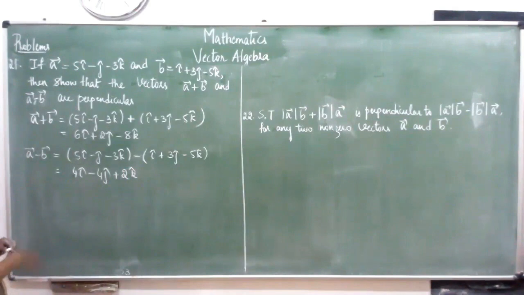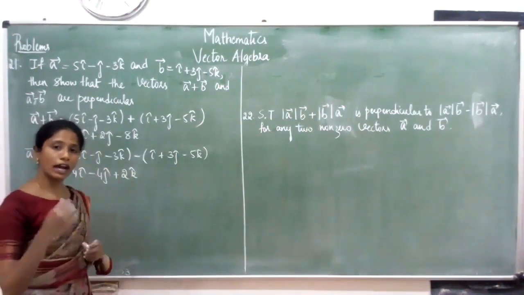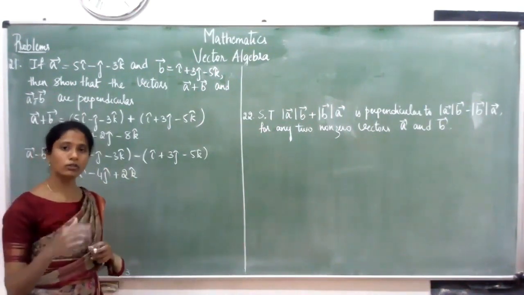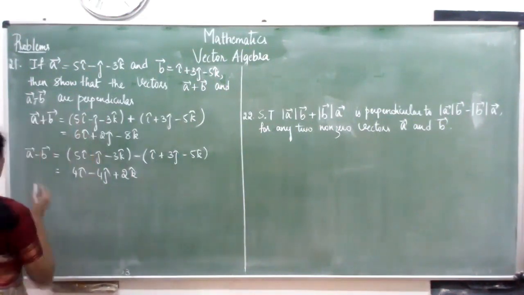Now we need to find the dot product between these two, and we need to prove it is equal to 0 so that we can tell that these two are perpendicular.